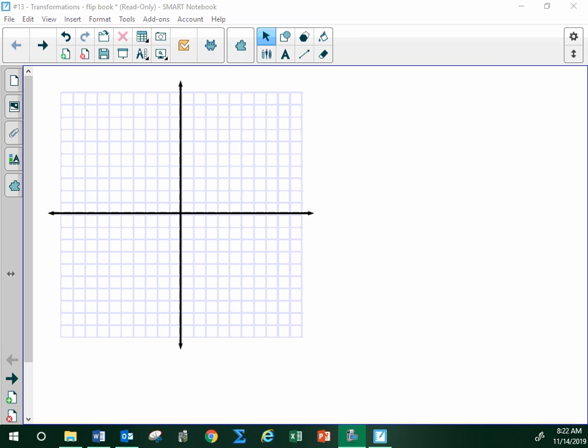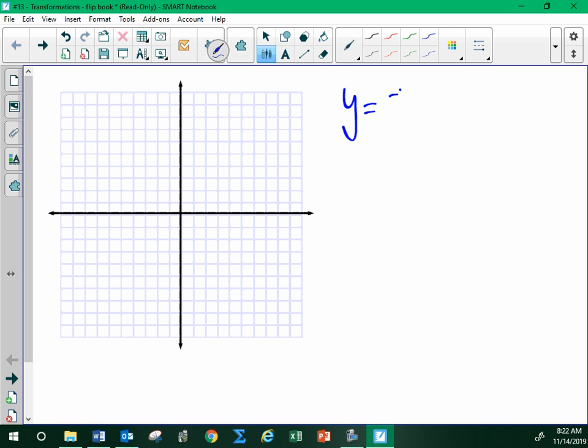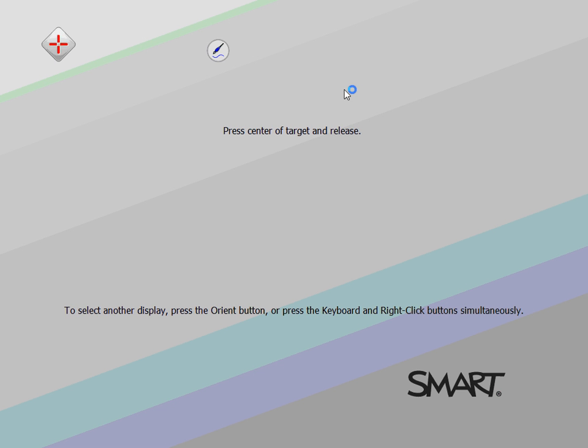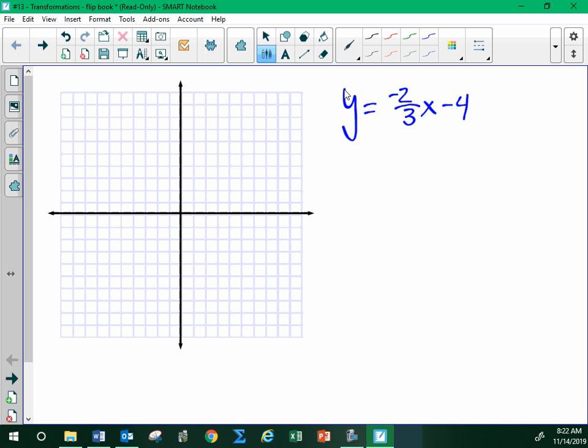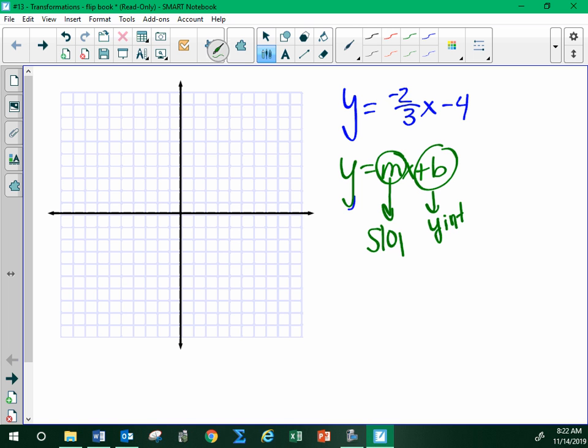Just a reminder from last time, let's say we had y equals negative 2/3 x minus 4. This is in what we call slope-intercept form, which tells us our slope and our y-intercept. Slope-intercept form is y equals mx plus b. The b is my y-intercept, and m, the number in front of your x, is your slope. For this particular one, here's my y-intercept.